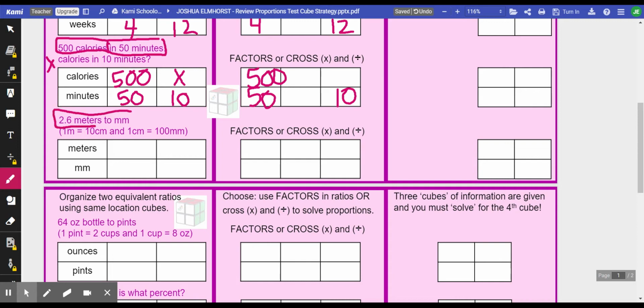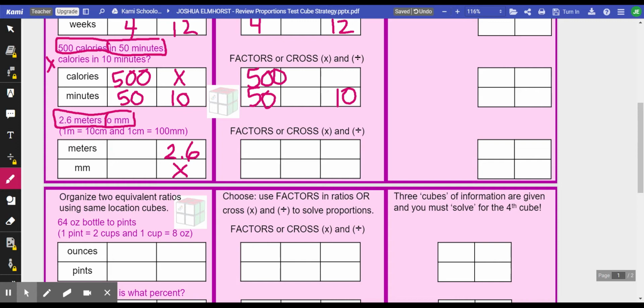Moving to the next part here, we need meters to millimeters. So this is known, meters and millimeters. So we've got 2.6 meters, and then how many millimeters is it? Now I move that to the right because that's the solving.